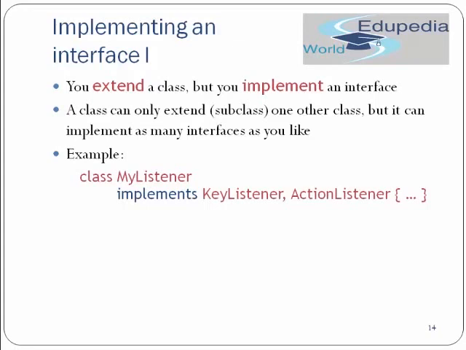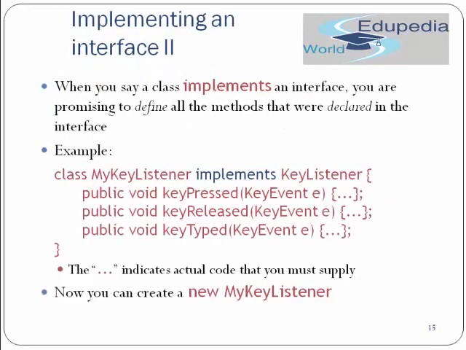Okay. So this is a restriction: a class can only extend one abstract class but can implement as many interfaces as you want. So this is a good thing about interfaces. When you say a class implements an interface, you are promising to define all the methods that were declared in the interface. If you are going to implement an interface, then you must actually declare all the methods.